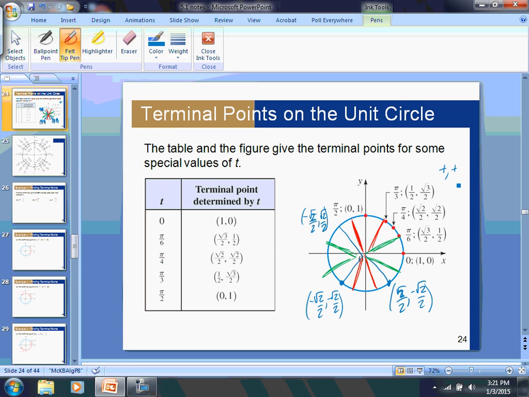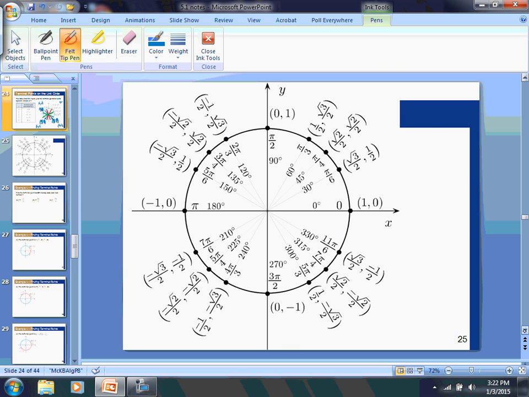So the first quadrant, everything's positive, positive. Notice in the third quadrant, everything's negative, negative. In the second quadrant, everything is negative, positive. And then in the fourth quadrant, everything's positive, negative. So if we went around the unit circle and we filled in all of our corresponding ordered pairs for our terminal points, we would get this.